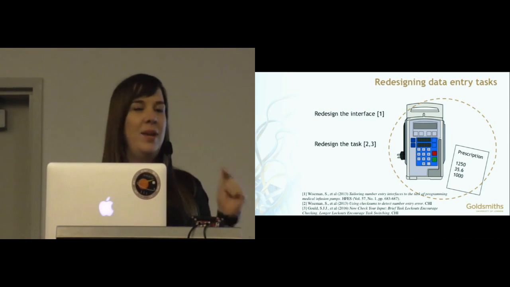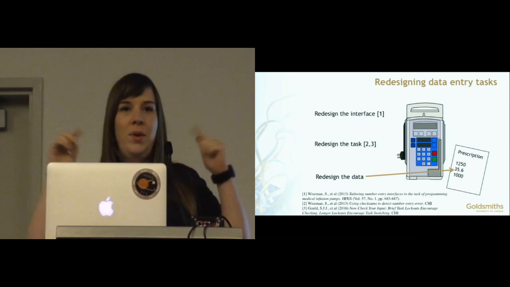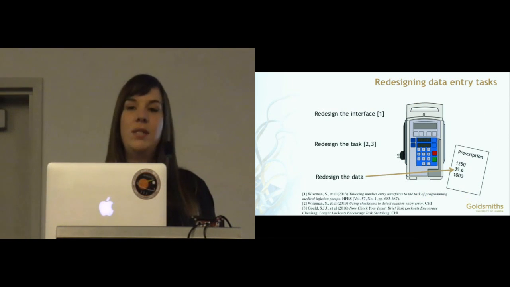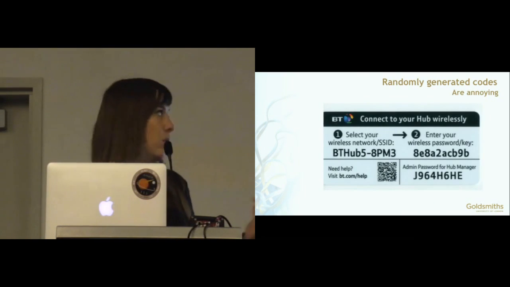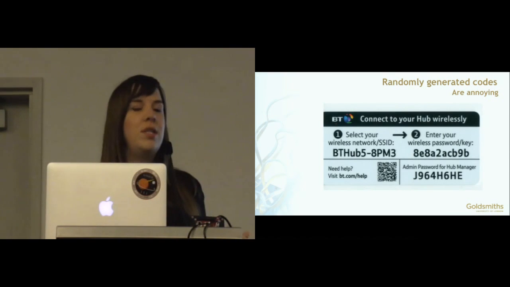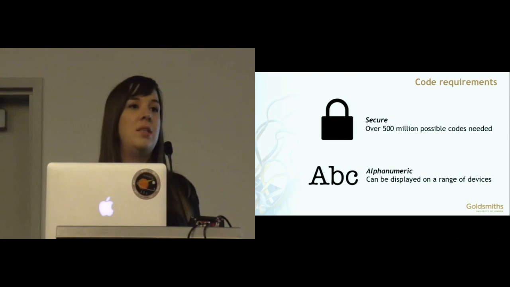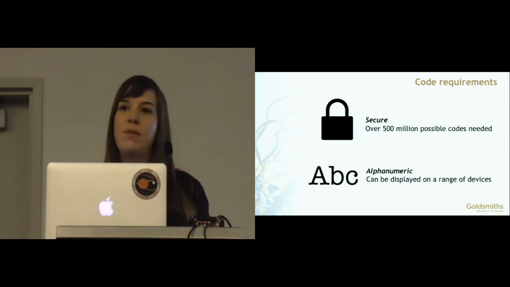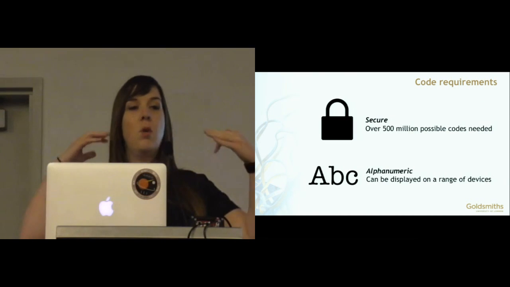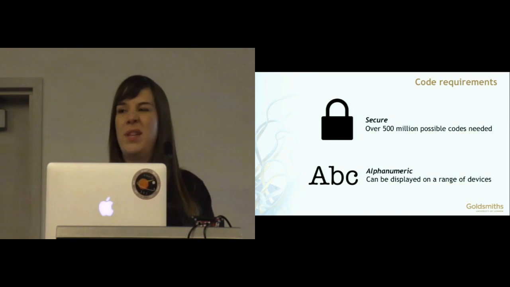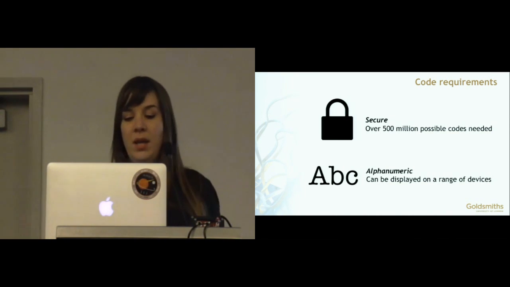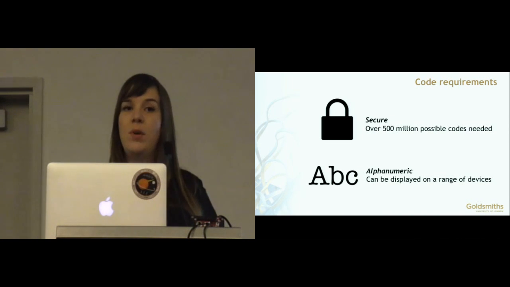But here we have an even more interesting question. With this pairing situation, we can think about redesigning the data itself. So we no longer need to come across horrible codes like this. So, if we're going to design an access code, what does it need to do? Well, firstly, the access code needs to be secure. Whatever algorithm it is that generates the access code needs to be able to produce a large number of possible codes to prevent something like a brute force attack. In the situation we're working with in this experiment, we needed at least 500 million possible codes.